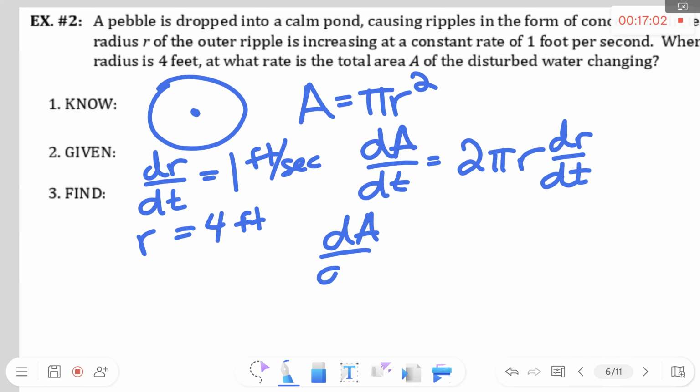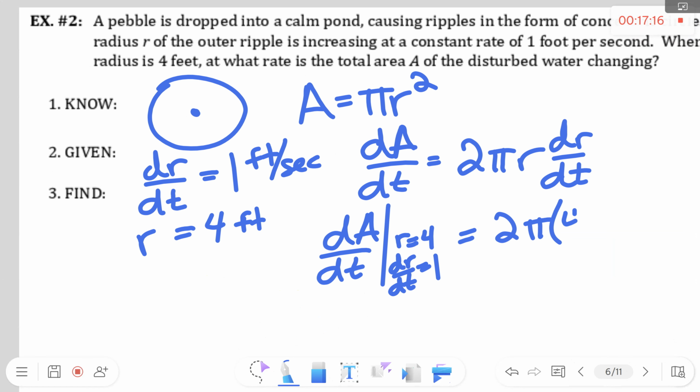So dA over dt, evaluated when r equals 4 and dr over dt equals 1, is 2 pi times 4 times 1.